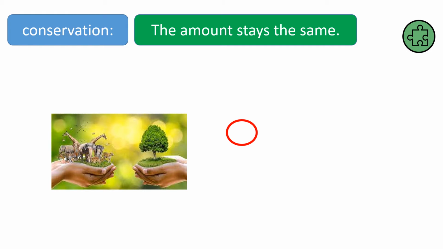Okay, so conservation means the amount stays the same. You may have heard of conservation with regards to the environment: conserving resources, conserving the animal population, conserving trees, all that sort of thing. When you talk about sustainability, saving the planet by not destroying things. So conservation is about keeping things the same.